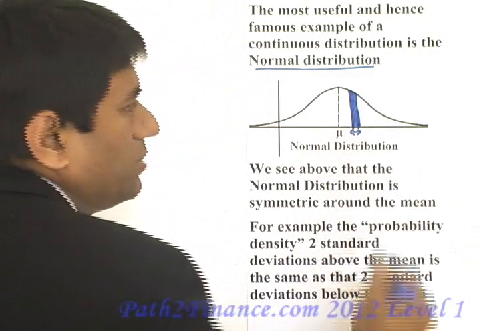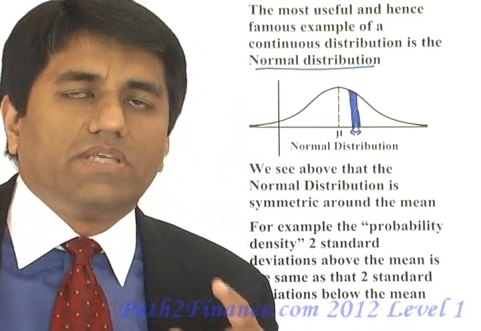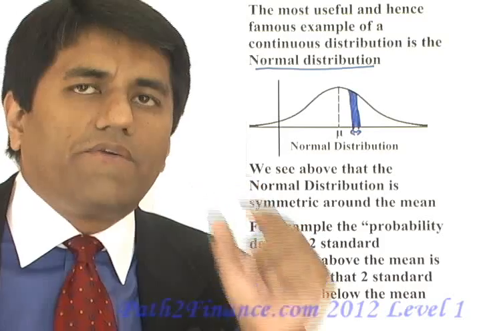So in the continuous distribution, the probability of one particular value occurring is 0. Instead, you have a finite probability for a range.